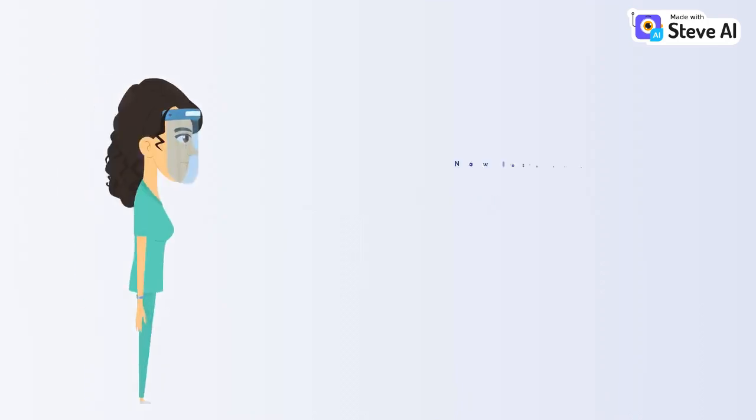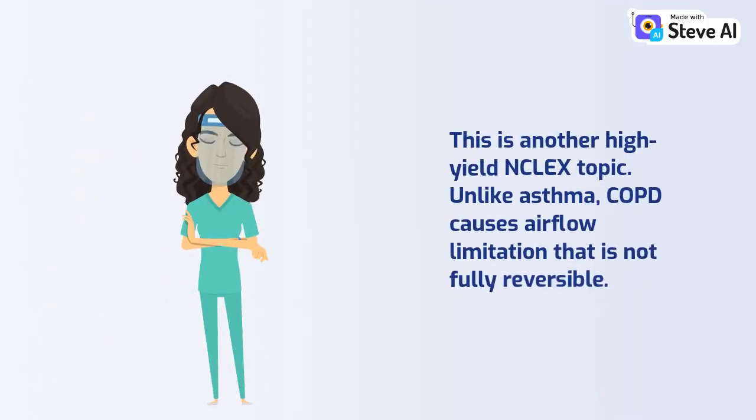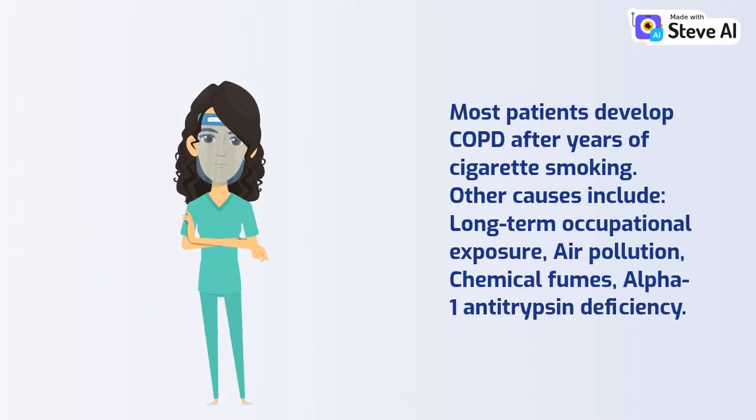COPD. Now let's compare asthma with COPD. COPD stands for chronic obstructive pulmonary disease. This is another high-yield NCLEX topic. Unlike asthma, COPD causes airflow limitation that is not fully reversible. Most patients develop COPD after years of cigarette smoking. Other causes include long-term occupational exposure, air pollution, chemical fumes, alpha-1 antitrypsin deficiency.